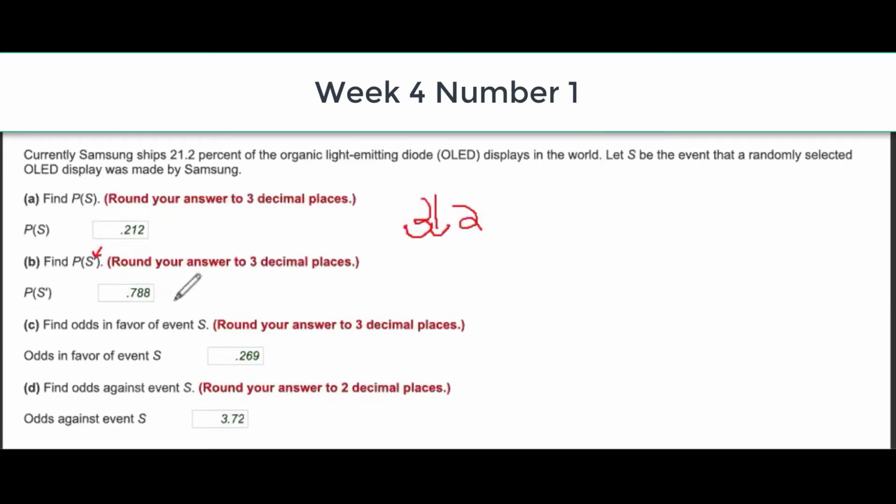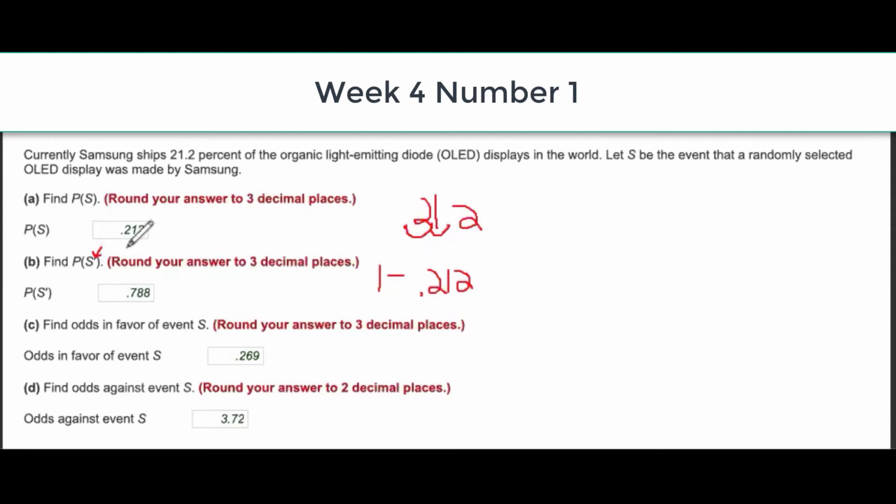So to get this number here, 0.788, I'll take 1 and subtract the probability that I have an OLED display made by Samsung, which is 0.212. And what we get when you do that is 0.788, which is the probability that you pick one that is not made by Samsung. So again, this notation is just S naught or S complement, or basically any event that's not the one that you want. So just subtract from 1.